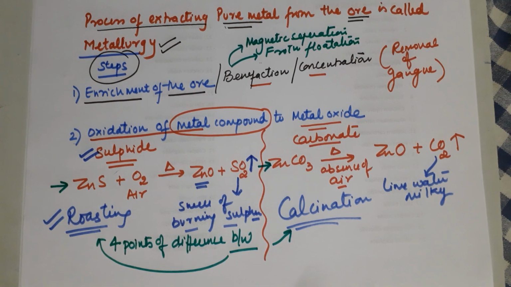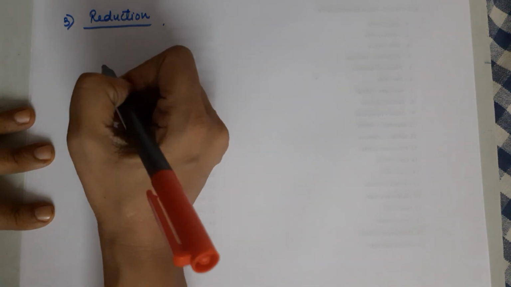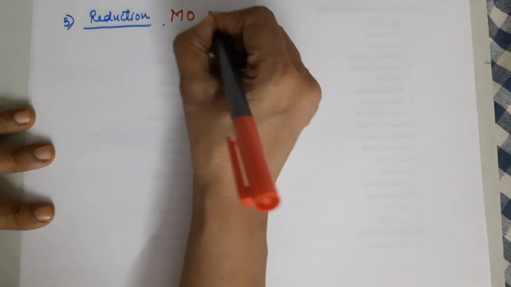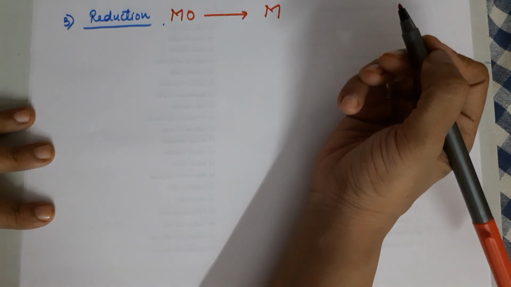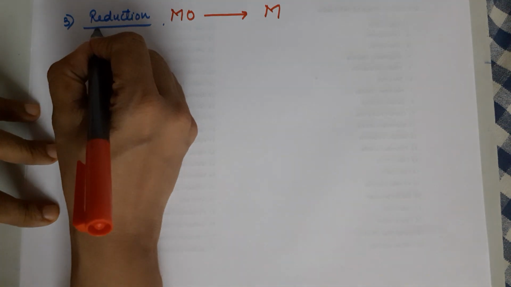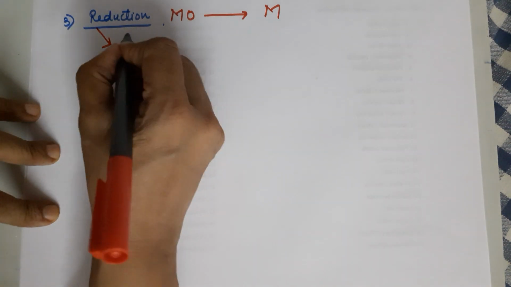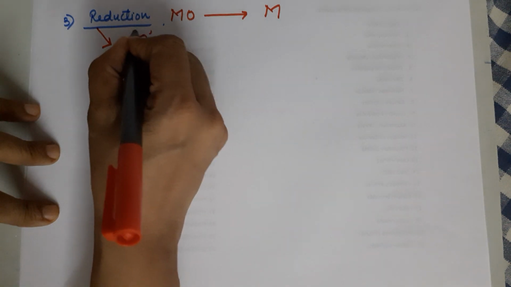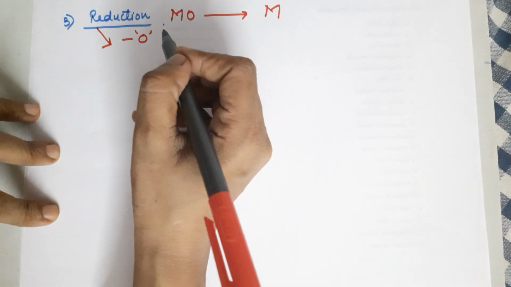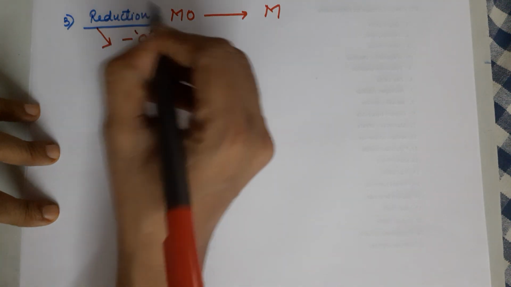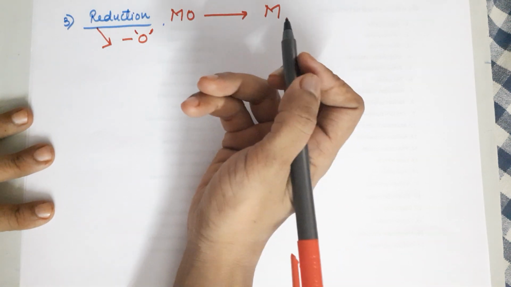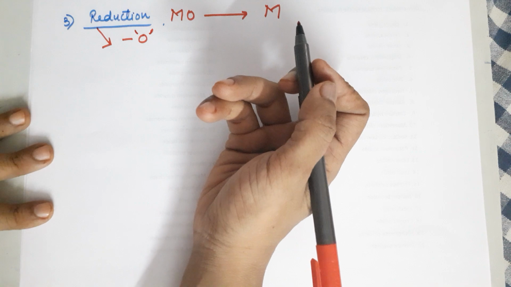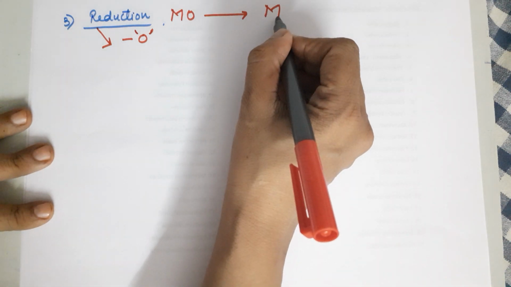Moving ahead. The third step of the metallurgy is called as reduction. Here your metal compound is changed into metal. This step is called as reduction. If you remember, what was the meaning of the word reduction? Was minus oxygen. You have to remove oxygen. And how can you do this removal of oxygen? This removal of oxygen, you have multiple methods which we will be discussing in this particular class, where you will transform your metal oxide to metal.